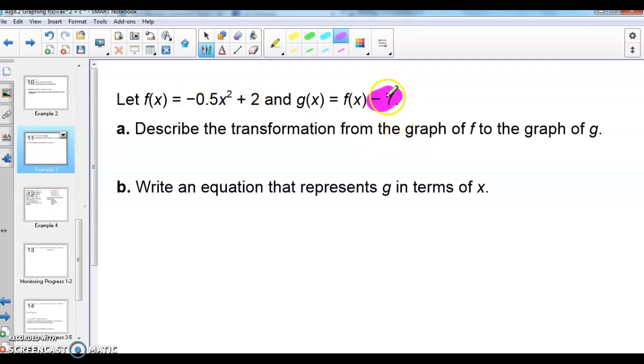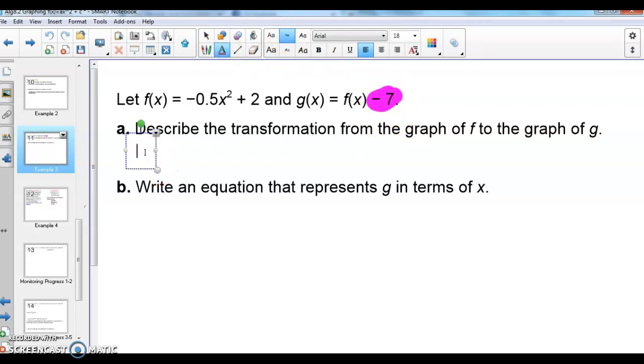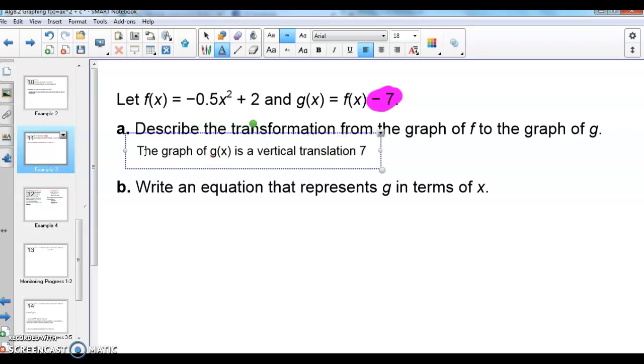So how are we going to describe this? We said earlier that subtracting a constant causes the graph to vertically move downward. So let's write that down. The graph of g of x is a vertical translation 7 units down of the graph of f of x.